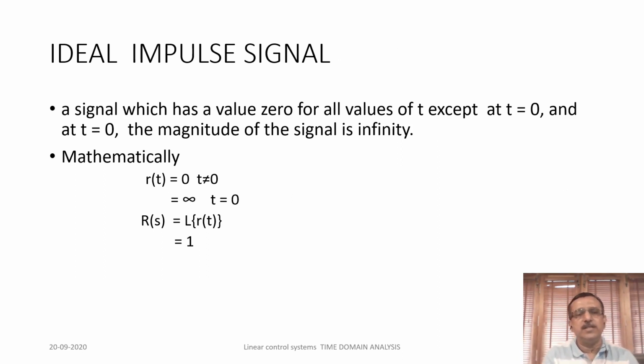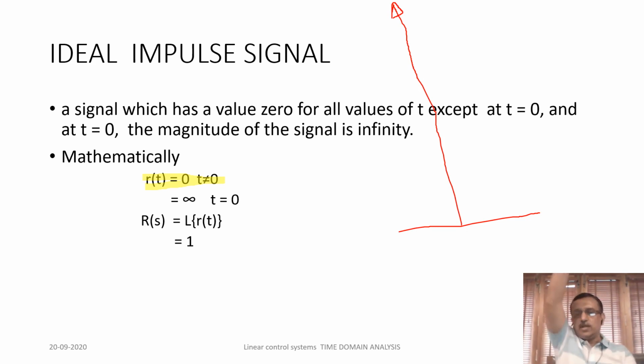So this is a mathematician's delight. With the ideal impulse signal, suddenly there is a spike. That kind of signal is called an ideal impulse signal. A mathematician can write these equations: r(t) equal to 0 for t not equal to 0, and equal to infinity when t is equal to 0. If this is the time axis, then a sudden impulse will look something like this, a perpendicular line going to infinity.